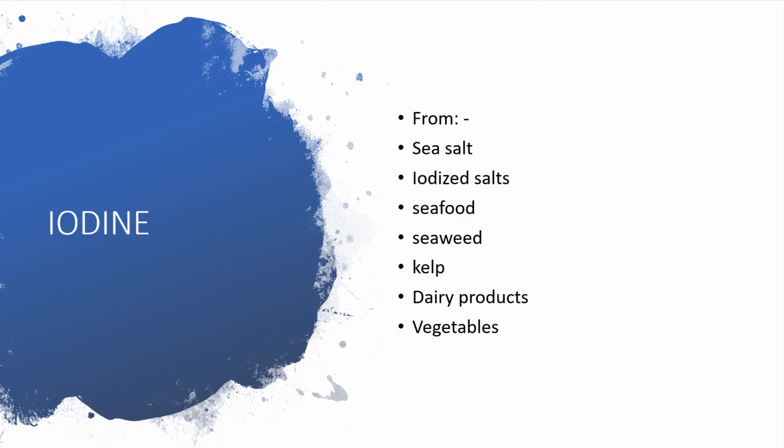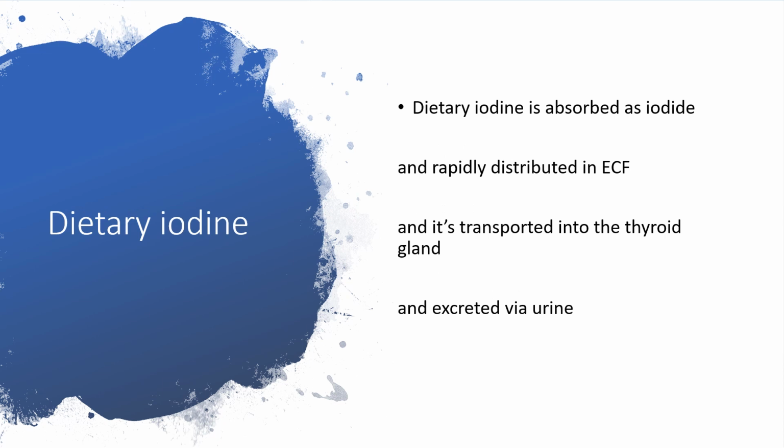Iodine could be obtained from sea salt, iodized salts, seafood, seaweed, kelp, dairy products, and vegetables. Dietary iodine is absorbed as iodide, and it is rapidly distributed in extracellular fluid. It is transported into the thyroid gland, because that is where we need it, right? And it's excreted via urine.